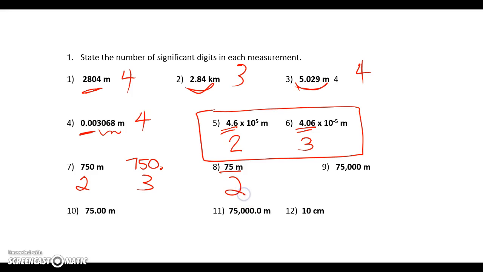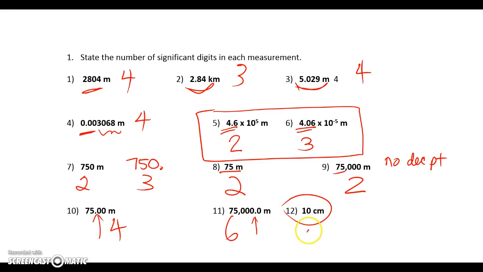Okay, this has 2, right? This one, no decimal point, so there's only 2 sig figs. Here, I have a decimal point, so every single 0 to the right counts. So I have 4. Here, decimal point, every single 0 to the right counts. 1, 2, 3, 4, 5, 6. Here, no decimal point. The 0 to the right does not count, and I have 1 sig fig.